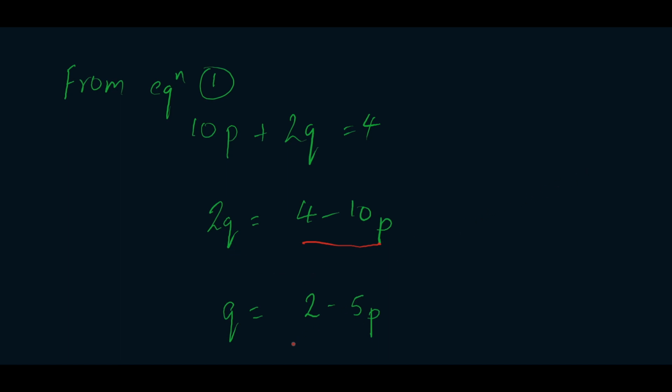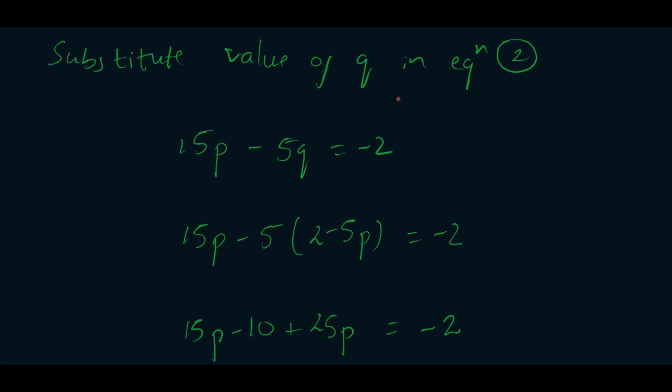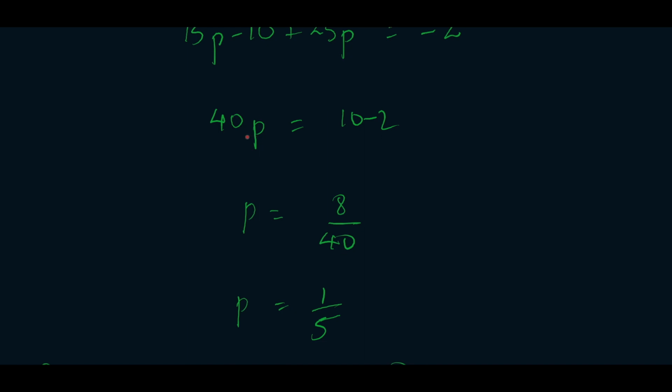Now we will substitute this value of q into equation 2. So we substitute the value of q in equation 2. Our equation 2 is 15p minus 5q equals to minus 2. So in the place of q we write 2 minus 5p. So it becomes 15p minus 5 times 2 minus 5p equals to minus 2. So solving this we get 15p minus 10 plus 25p equals to minus 2. So this gives us 40p equals to 10 minus 2, that is 8 by 40. So the value of p comes out to be 1 by 5.